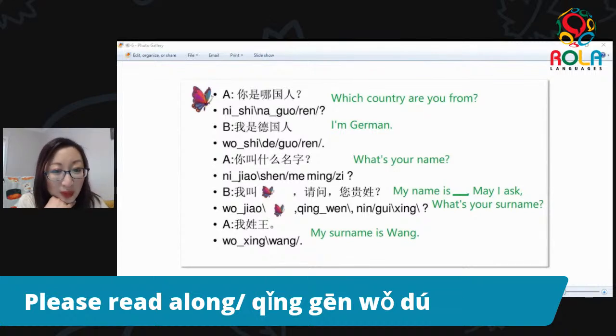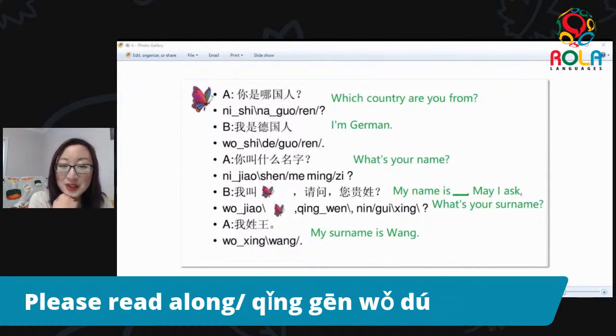So, 请问 first. 请 means please. 问 means ask. But 请问 together does not mean please ask. It's a set phrase. It kind of leaves out the hidden content. It means please, may I ask? So 请问 is a very respectful way to ask for permission: may I ask a question? I know it sounds confusing. To simplify it, 请问 can just be translated as may I ask.